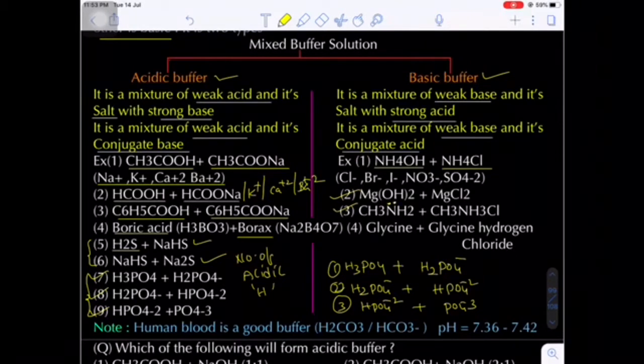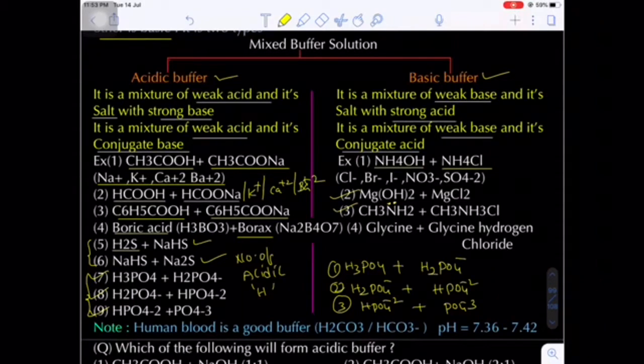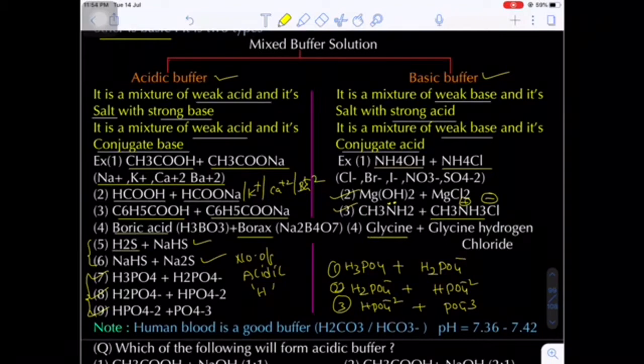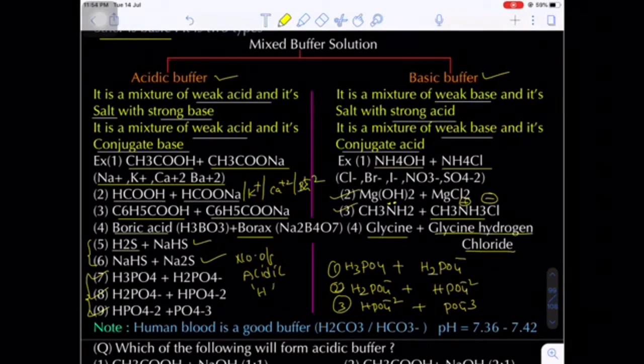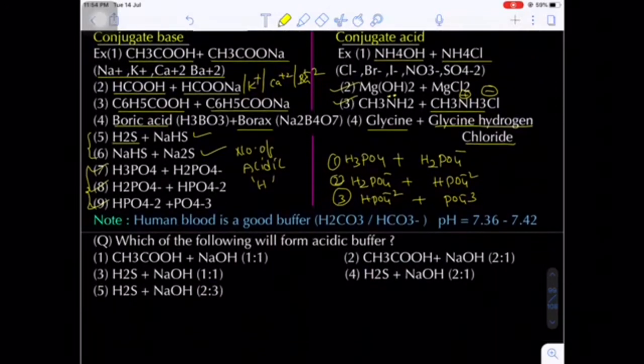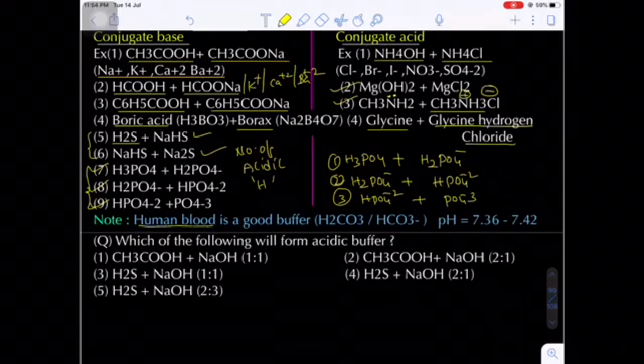This is an amine, methylamine. Are you getting my point? So amines are Lewis bases. When it accepts one proton it gives alkyl ammonium. Methyl ammonium chloride is the salt. Okay, glycine, this is an amino acid, glycine plus glycine hydrogen chloride. This is also one example of a basic buffer.